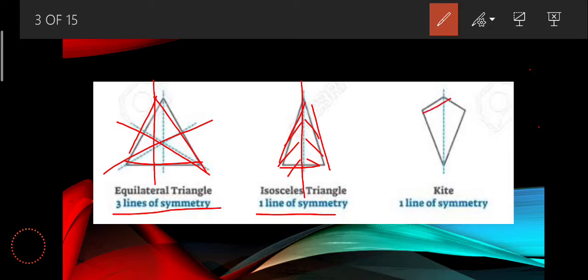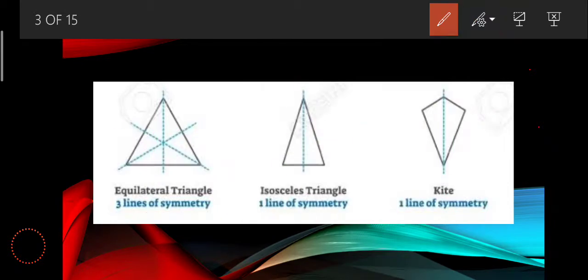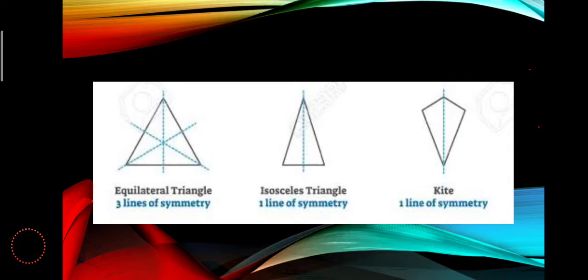A kite has this side equal to this side and the long side equal to this long side. So when you are going to draw a line of symmetry like this, your left half will be the mirror image of the right half. So a kite has how many lines of symmetry? Only one line of symmetry.